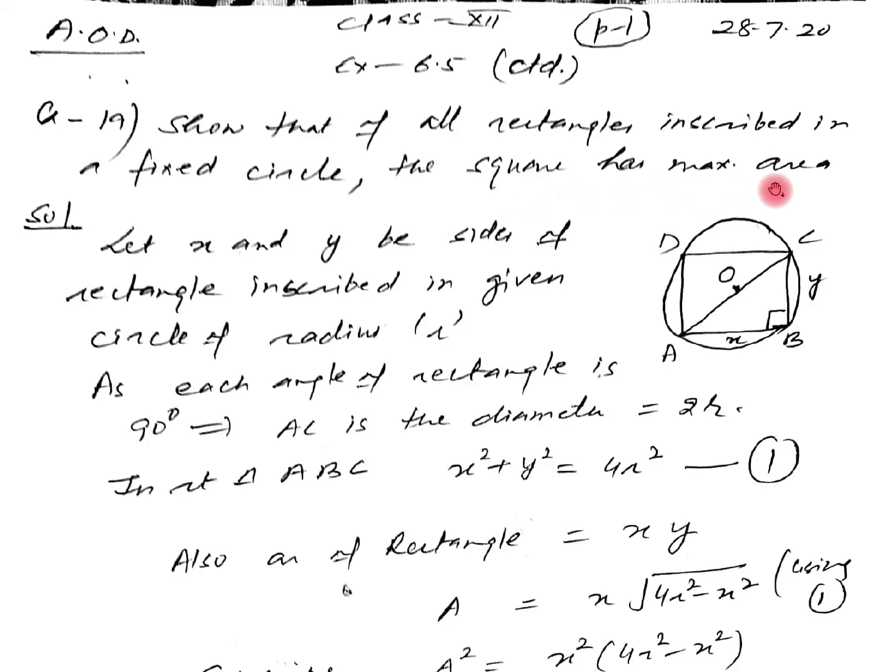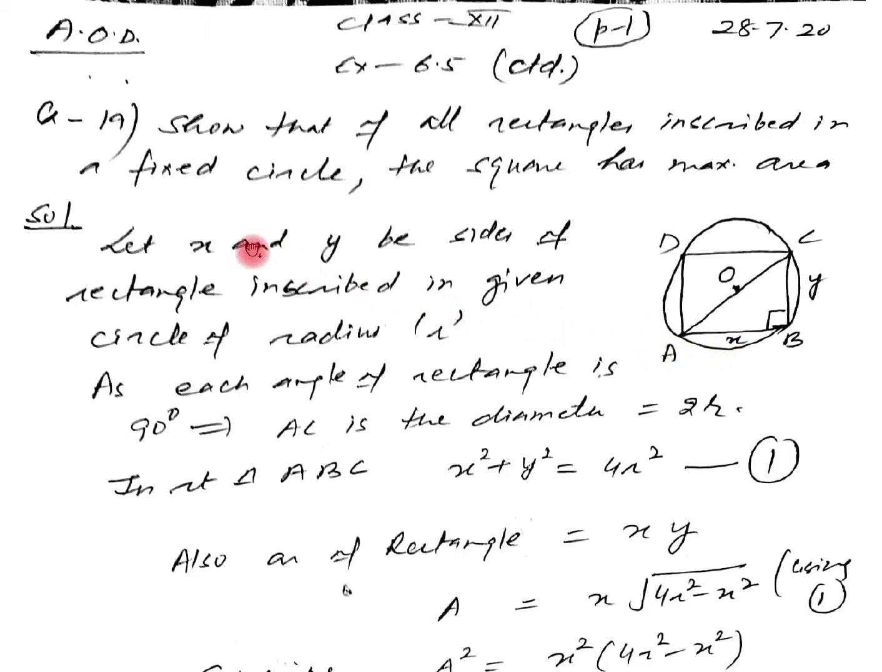maximum area. Here we are given a circle in which the rectangle ABCD is inscribed. We have to prove that this rectangle has maximum area when it is a square. It means when length and breadth are equal, then the area will be maximum. Again, this question will be done by the method of local maxima and minima.